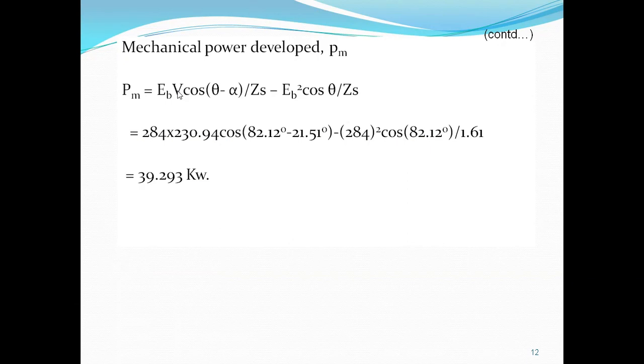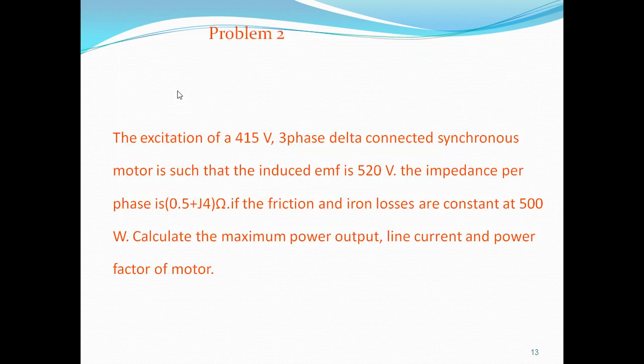Note down the formula and answer. Mechanical power developed, we have also done the derivation. So when mechanical power developed is available at the armature, its value is equal to motor input minus stator losses. So next, problem 2. Note down the problem 2.